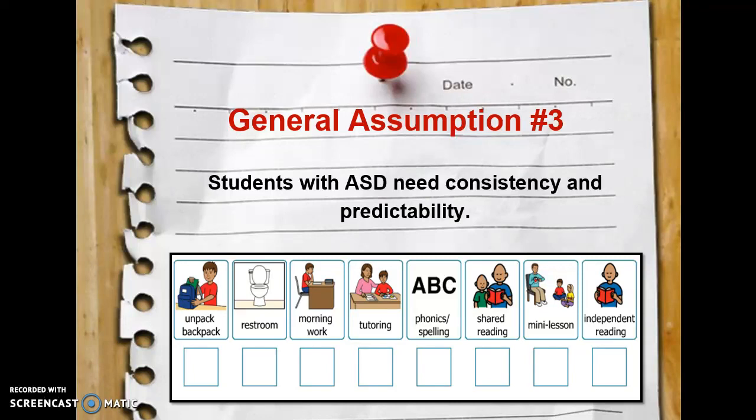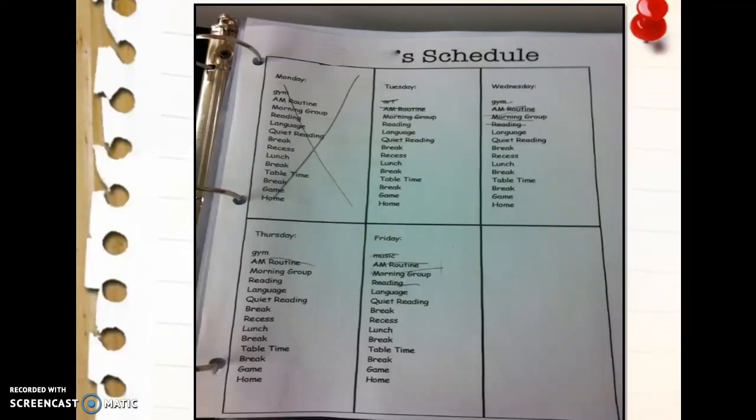As you can see in this picture, this is a visual schedule that can provide consistency and predictability to a student. And this next slide is an example of a visual schedule that a student can keep in their binder.